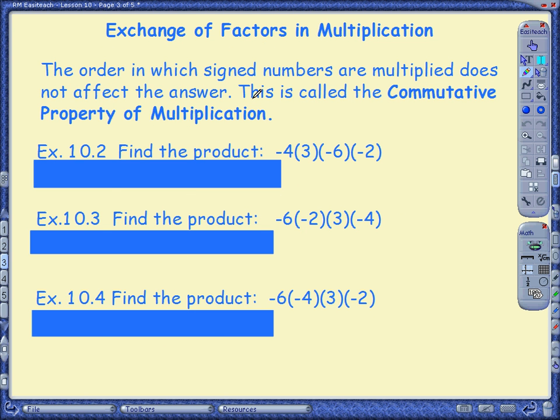Okay, exchange of factors and multiplication. The order in which signed numbers are multiplied does not affect the answer. This is called the commutative property of multiplication. If we want to find the product of negative 4 times 3 times negative 6 times negative 2, we can do this.